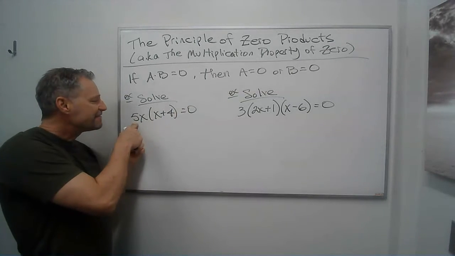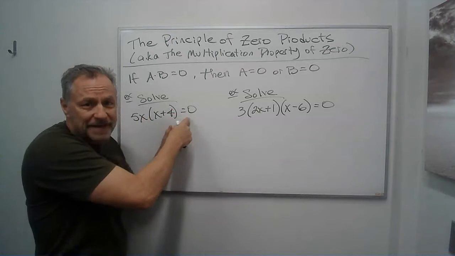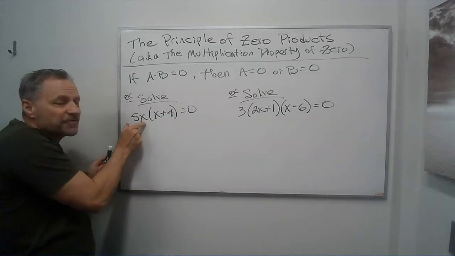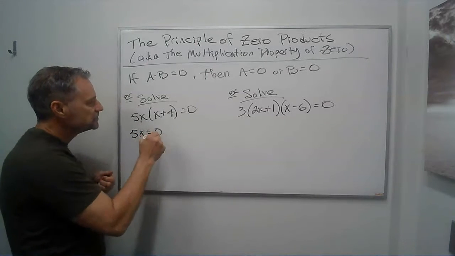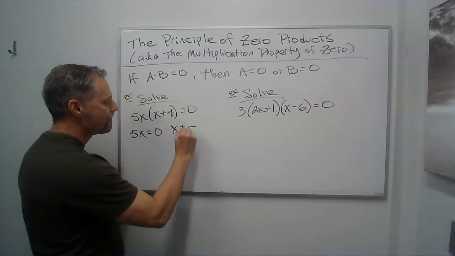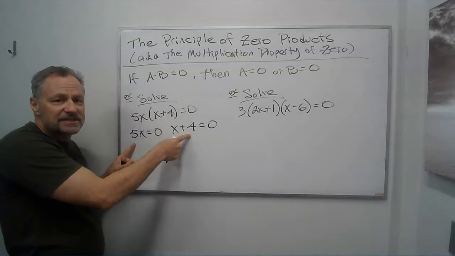So if I have 5x multiplied by x plus 4, and I know when I'm multiplying together I get 0, either this first piece had to be 0, or the second piece had to be 0. That's the only way this is going to be true. So now I just solve each of these individually.